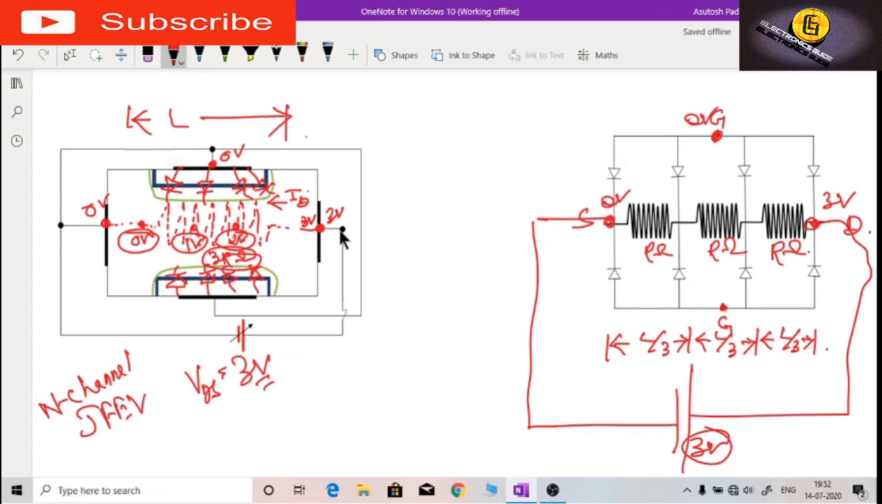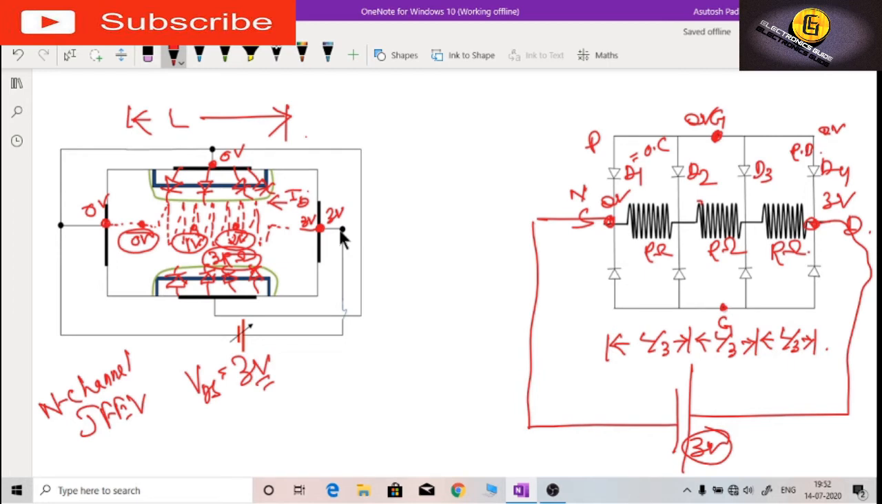Now, look at D1. The P side of D1 is at 0 volt, and the N side of D1 is also at 0 volt. That means D1 is open circuited. Now, D4: the P side of D4 is at 0 volt, and the N side is at 3 volt. That means D4 is reverse biased.